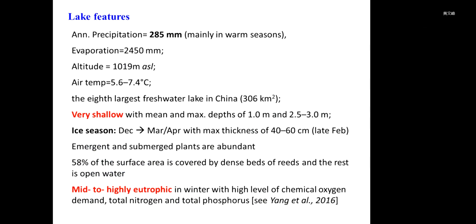This lake is the 18th largest freshwater lake in China, but it has a very shallow depth. Its mean depth is about 1 meter. The lake freezes up in early December and breaks up usually in early April. The maximum ice thickness usually occurs in late February. It is about 40 to 60 centimeters thick. In this lake, there are a lot of emergent and submerged plants.